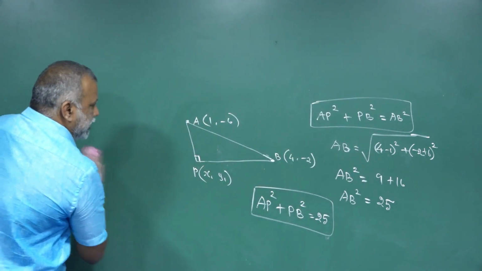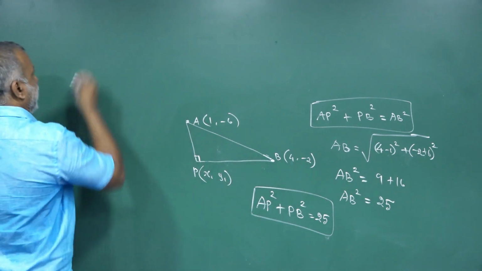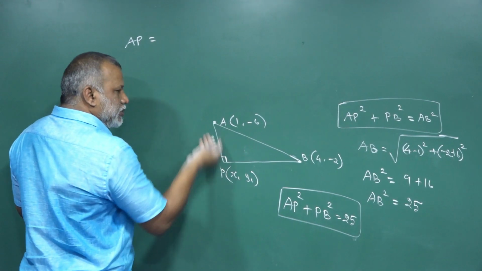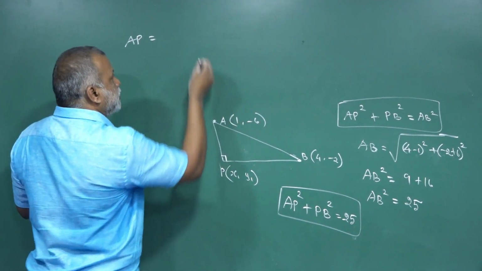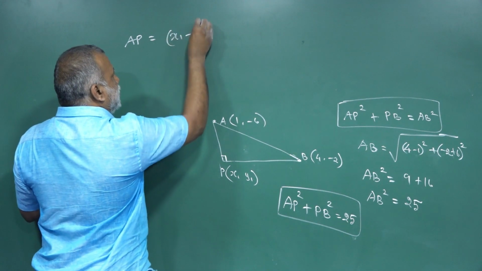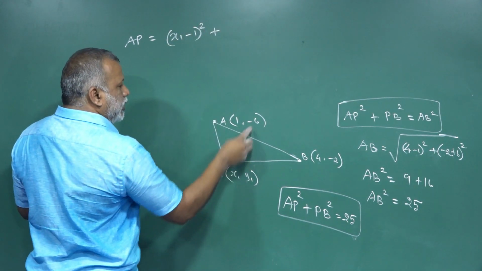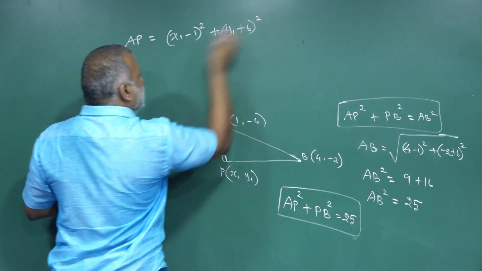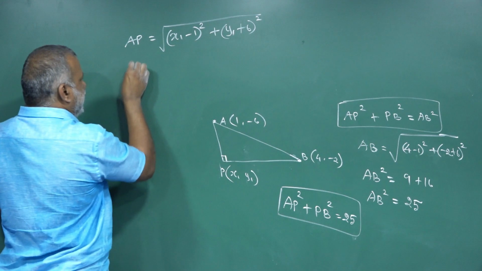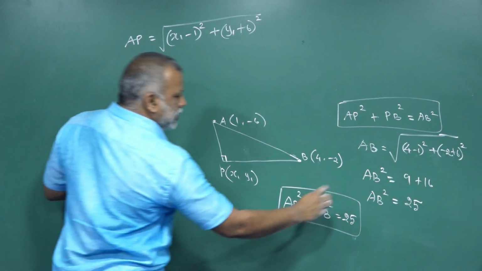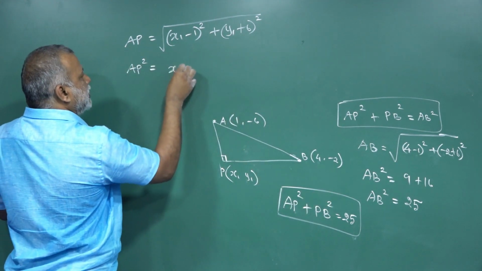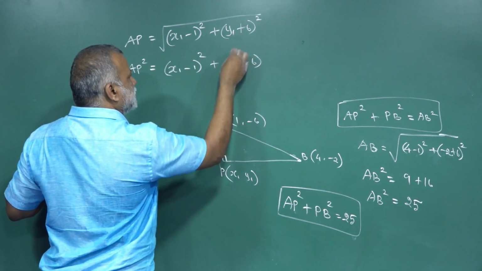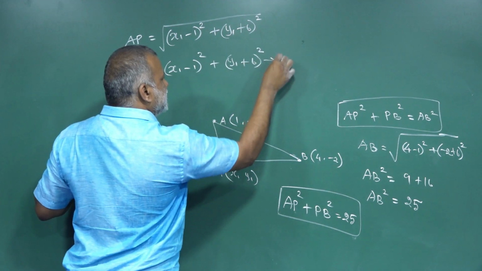The calculation part, dear students, you have to work out. See AP. Just I am working out the equations. AP, once again, distance between 2 points: x1 minus 1 the whole square plus y1 minus, already we have negative, so plus 6 the whole square, under the root. So we need AP squared. AP squared means (x1 minus 1) the whole square plus (y1 plus 6) the whole square. So this is the first result.